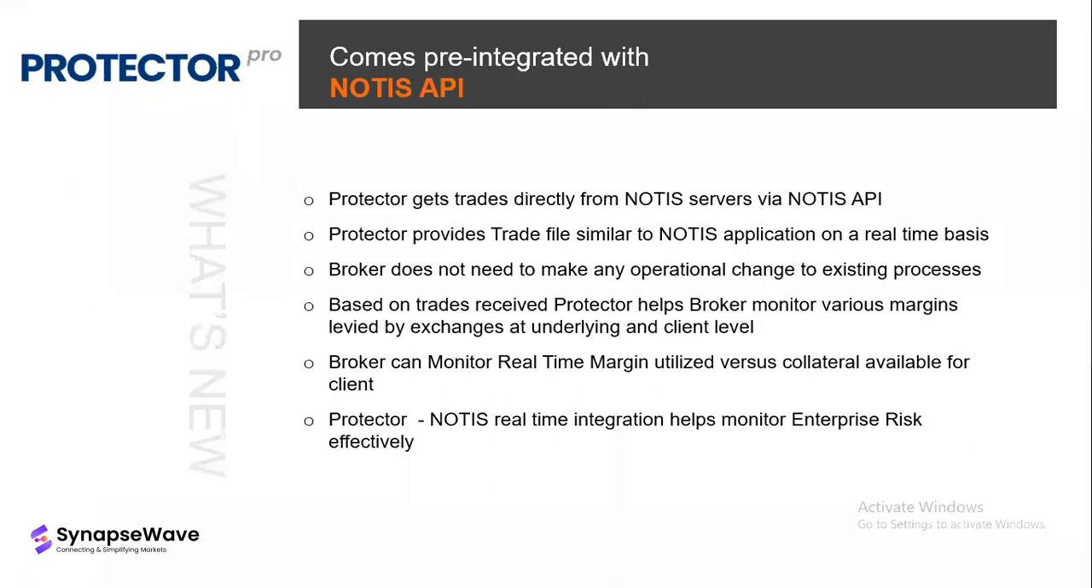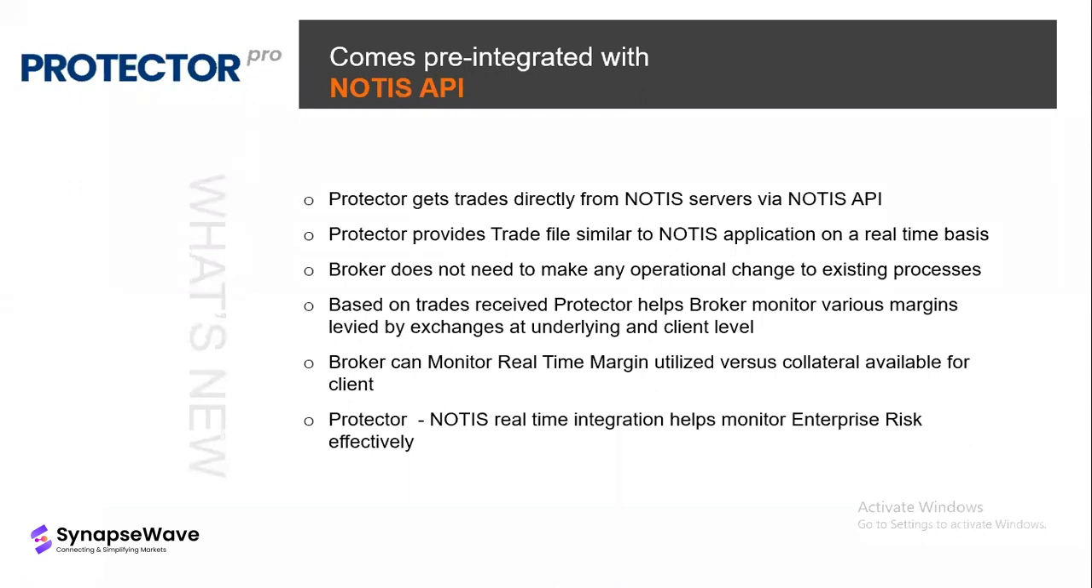Broker does not need to make any operational changes to existing process. Whatever may be their existing process during the day while they were using the notice application, there is no need to make any changes in the system. Just notice API has been connected through Protector Pro, and once it has been done, you are through. Your system will work as smooth as it was earlier.